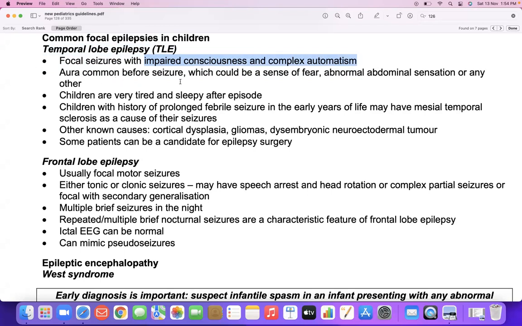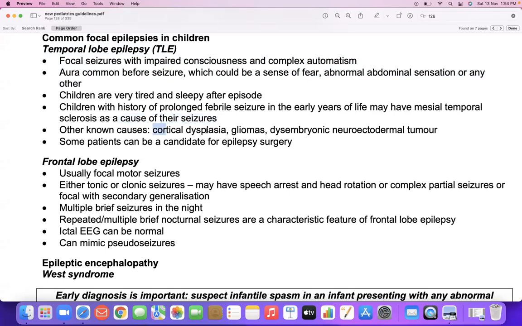Aura is common before a seizure, which could be a sense of fear, abnormal abdominal distension, or any other. And the child is very tired and sleepy after the episode. Children with a history of prolonged febrile seizure in the early years of life may have mesial temporal sclerosis as a cause of their seizures.